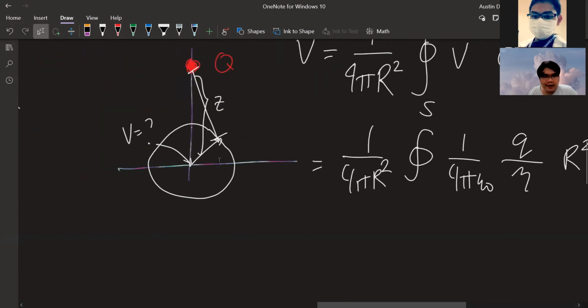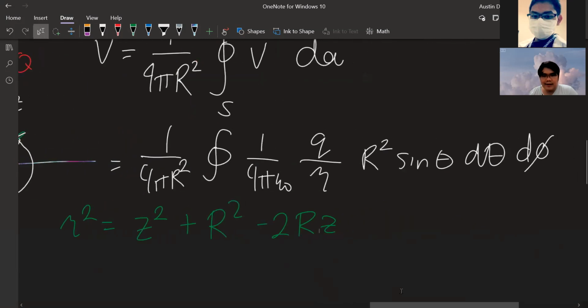Then we have to define R, which is this guy. Ito, gawin ko na ng green para hindi tayo mahirapan. This is R. And ito ay theta. We know R squared is just Z squared plus capital R squared, di ba? Ito yung R. And minus 2, capital R, Z, cosine theta. Cosine law. Tama? 2 sine theta. Okay, fairly simple pa naman.